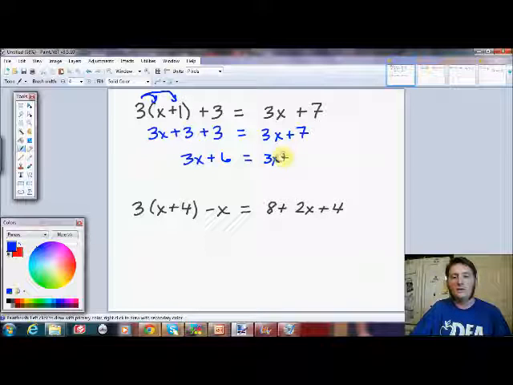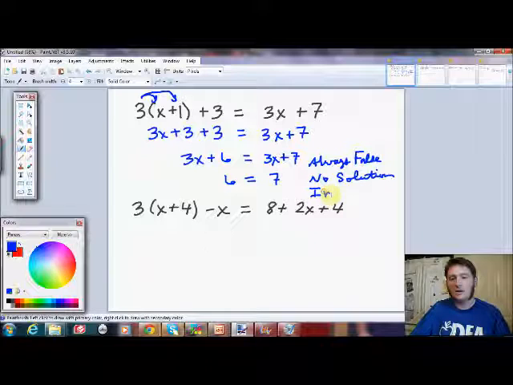Now we need to get our variables together. So we subtract 3x on both sides, and look at that. We're left with the statement that 6 is equal to 7. Well, I'm pretty sure that's always false. Or in other words, there's no solution. Directions actually say to write either no solution or infinitely many solutions for this problem.